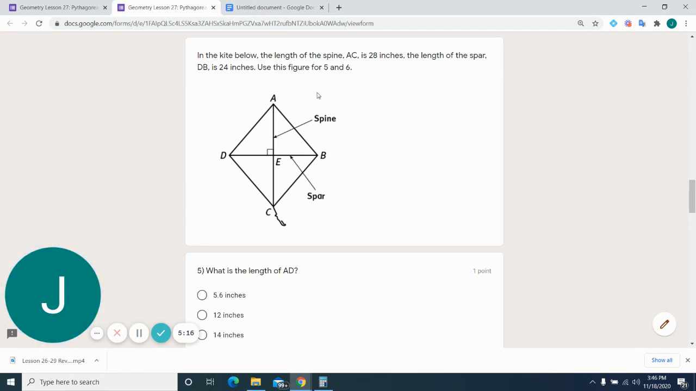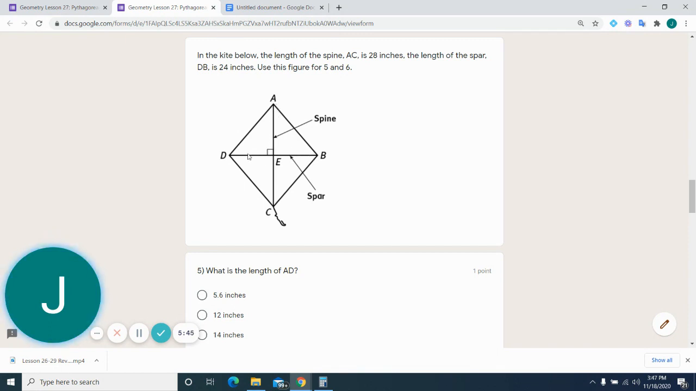Okay, so you should have tried 5 and 6 by now. If not, press pause and go do them. So AC right here is 28 inches, and then DB is 24 inches. So what you'll want to do, if you take AC, which is 28 inches, is cut that in half, and what do you get? You get 14. So that means this right here, from A to the middle, A to E, is 14.